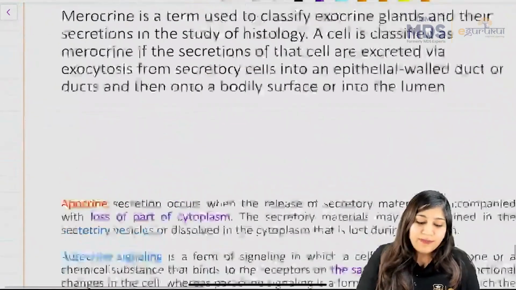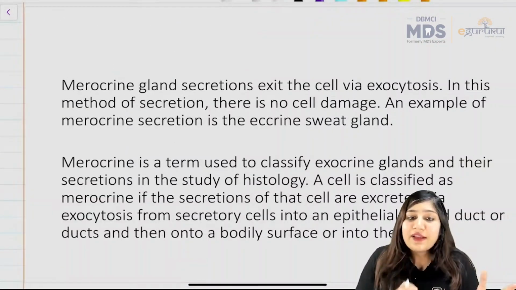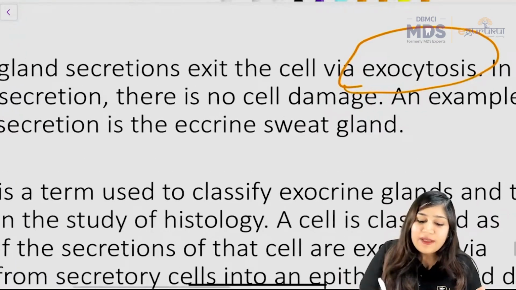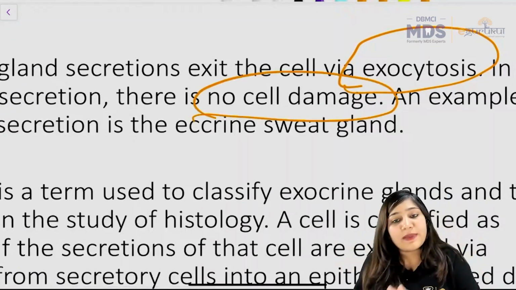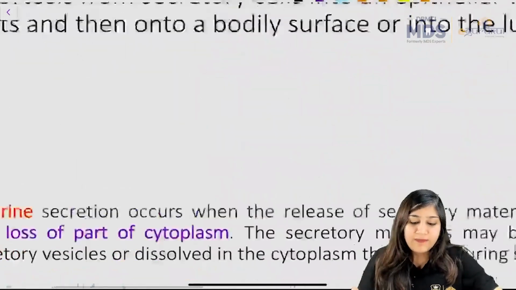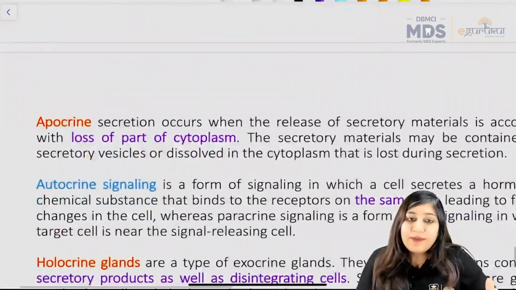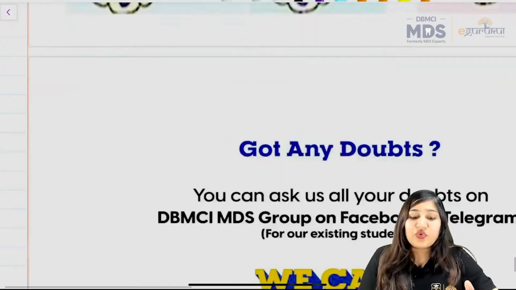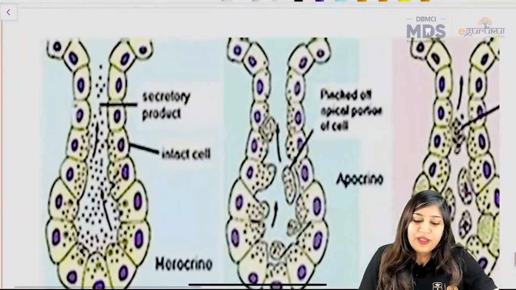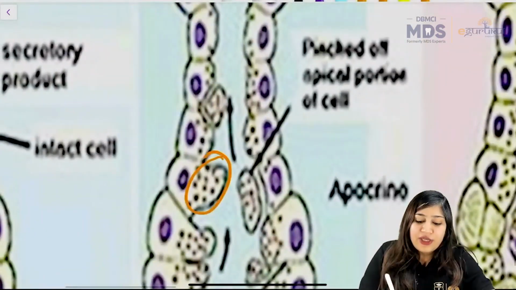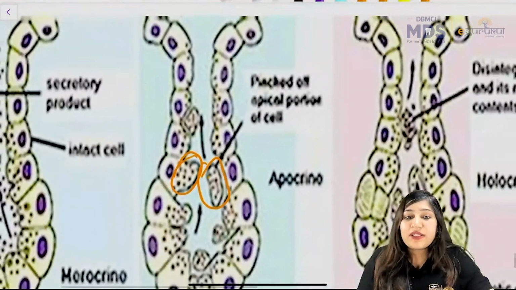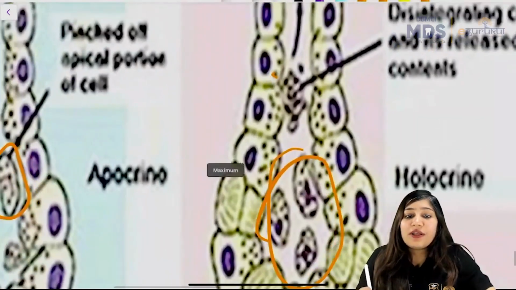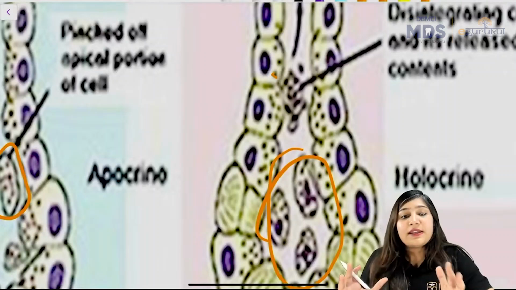So basically, merocrine is what? Secretion exits the cell via exocytosis. There is no cell damage. Always remember, when the diagram shows no cell damage, then it is merocrine secretion. Apocrine is basically where part of the cytoplasm is usually lost. Here you can appreciate this portion is seen. So part of the cytoplasm is lost. It is apocrine. And in holocrine, you can easily appreciate whole cells, degenerated cells in the secretion.